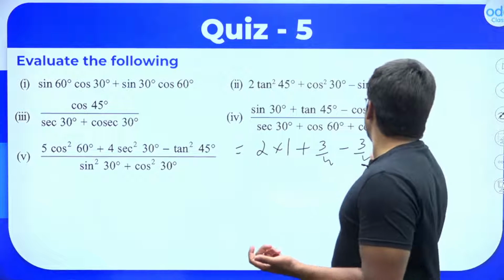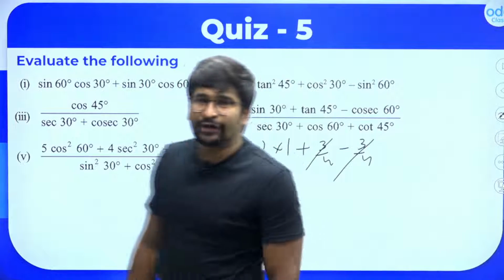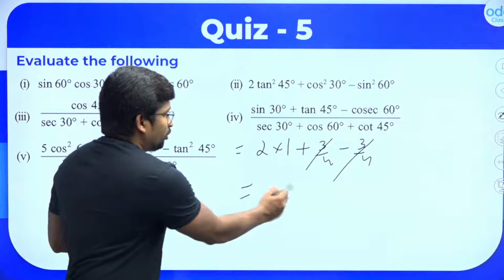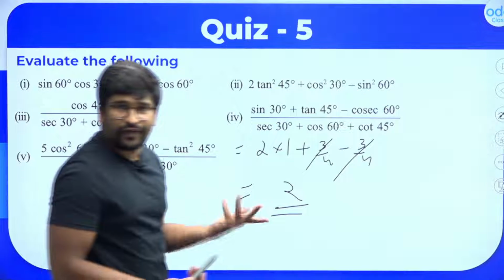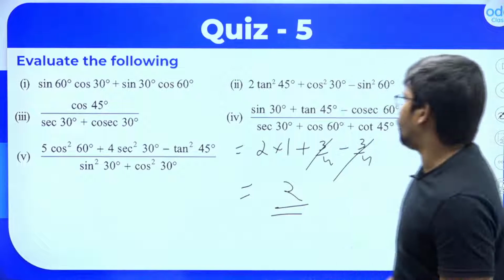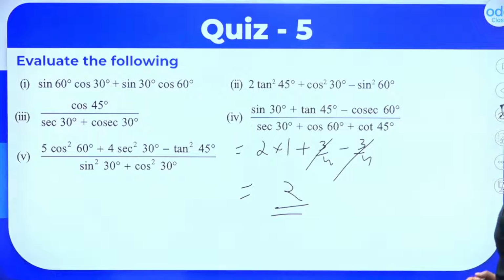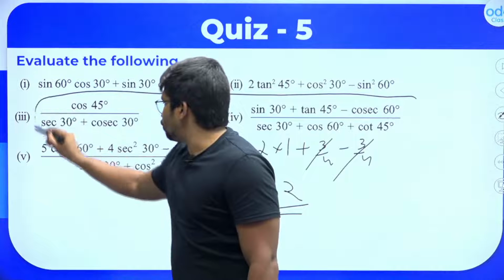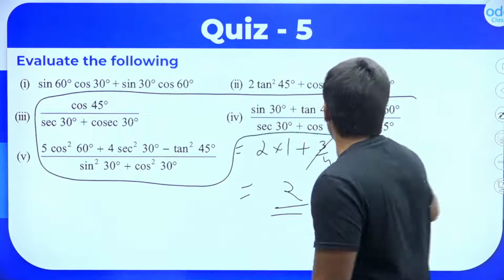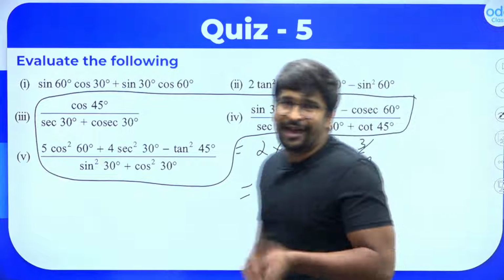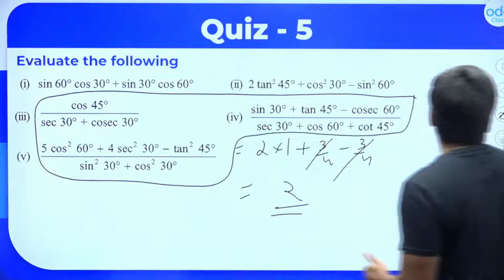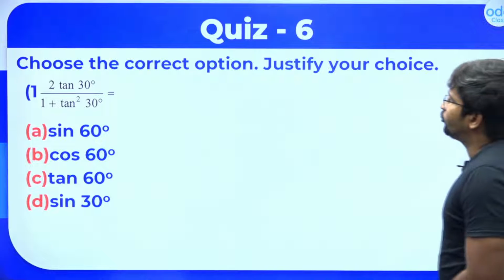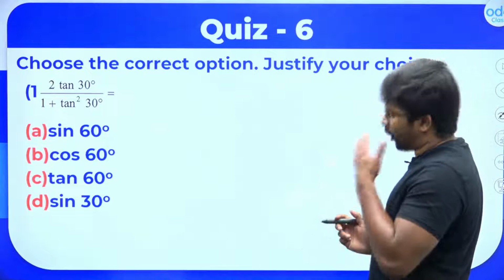So the answer will be 3 by 4 and minus 3 by 4 cancels off. What are we left with? We are left with only a 2 over here. That is what we will be left with. Correct or not? I hope it is clear to each and everyone here. So rest of the questions, rest 3 questions, make sure that you do it as a homework. Important one, substitute the values and get the answer. Okay, fine, fair enough. Great. So choose the correct option and justify your choice.